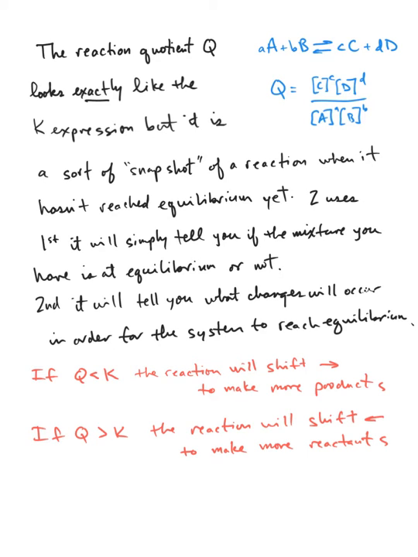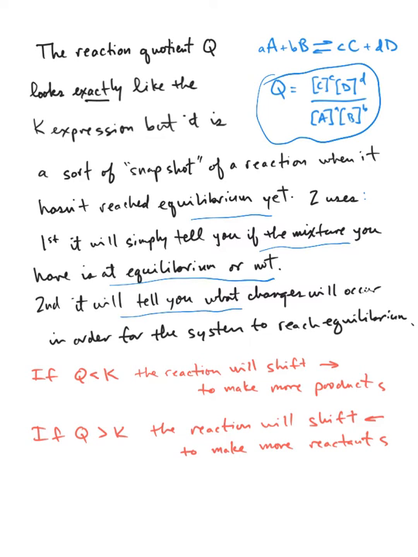Something called the reaction quotient looks exactly like the K expression, but it is sort of, I call it, a snapshot of the reaction before it reaches equilibrium. There are two uses for a reaction quotient. First, it could tell you if the mixture you have is at equilibrium or not. And then second, it can tell you what changes will occur in order for the system to reach equilibrium.